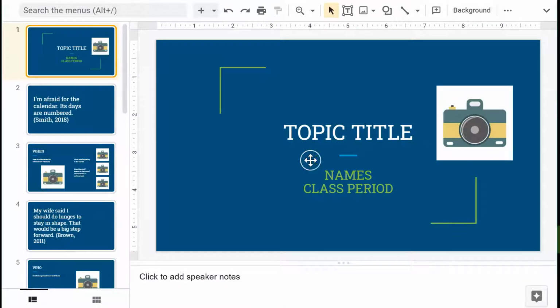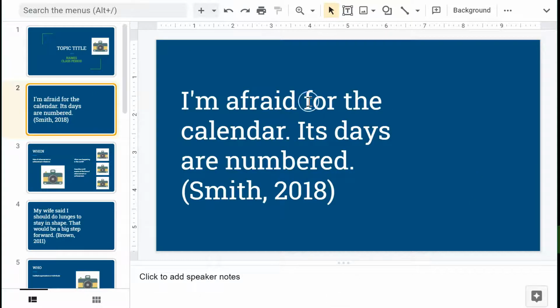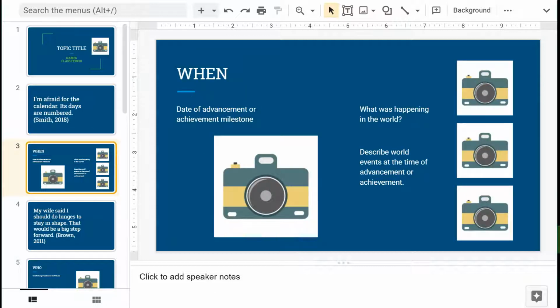On your title slide, make sure you always have a topic title, your names, and class period. This helps me figure out who gets credit and what class you're in. This is what a quote might look like: your words there, the person who said it, and when. Remember, APA is about chronology. Then the when: you could talk about the things that were happening in the world and when it actually happened. I would expect to see some pictures to support these, and I wouldn't put in this text. I would replace that with what the actual date was, and replace these with historical events around that same time.